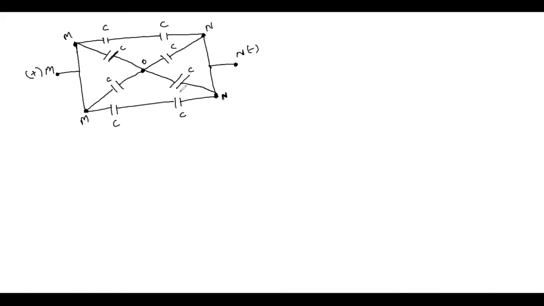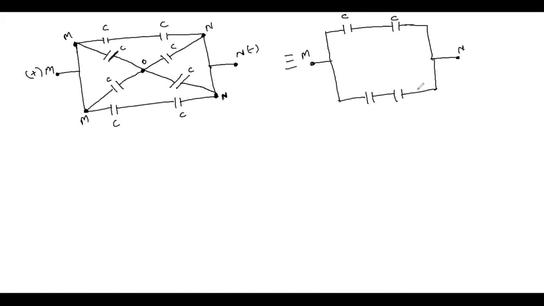So if I want to draw the equivalent circuit diagram, let's say that this is my point M. So here we are having two capacitors between M and N, right? So what we will do, we will draw two capacitors to this point N. Let's say this is C. And here also there are two capacitors between M and N. So we'll draw two capacitors here between M and N.